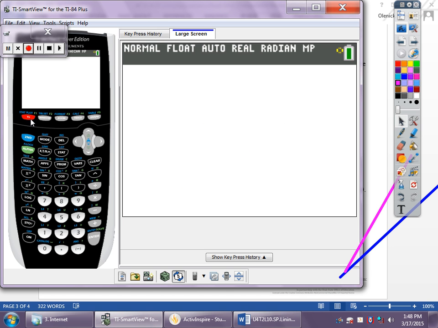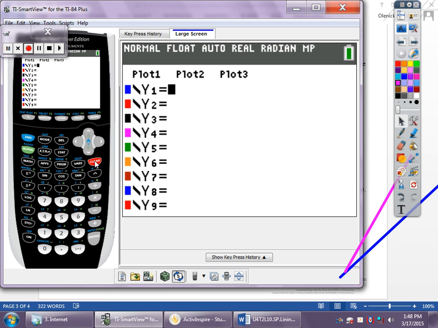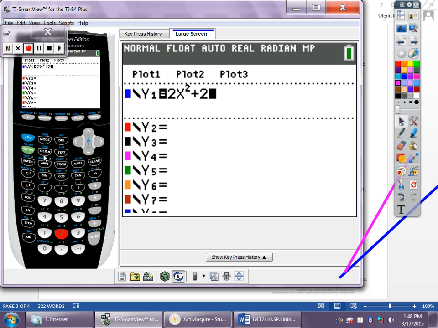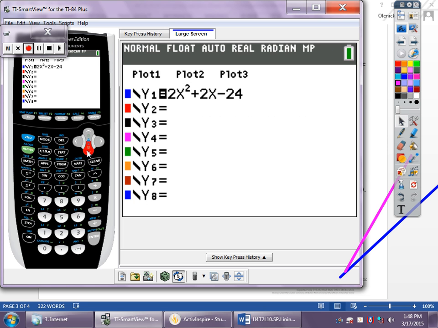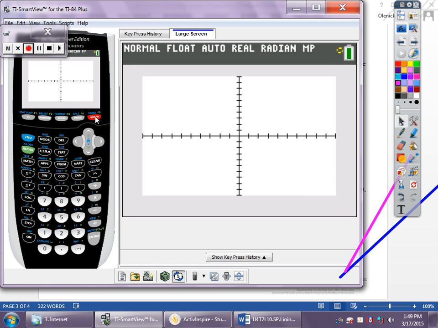I'm going to press y equals. I'm going to clear out what I already have there. I want 2x squared plus 2x minus 24. I also would like x plus 4, and I would like 2 times x minus 3. And I'm going to go ahead and hit graph.